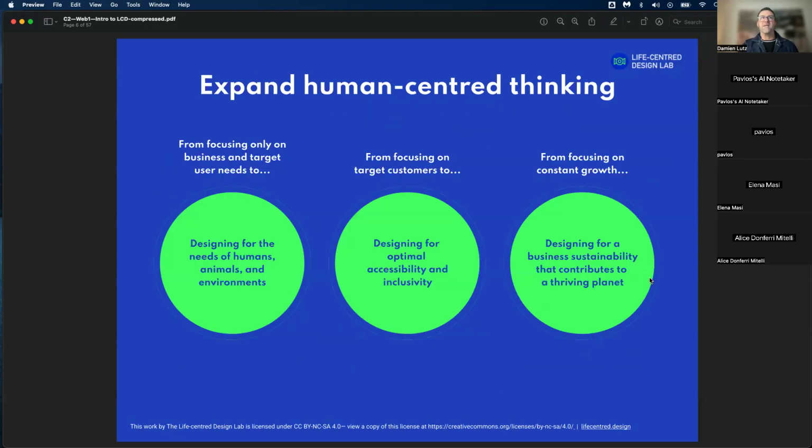So we need to expand three areas of design. One is moving from focusing just on business and user needs to designing for the needs of all the life forms impacted by our projects. Another is not just focusing on target use or target customers, but designing for ultimate accessibility, modularity, adaptability and inclusivity as well. And the third is moving from focusing just on constant growth to allowing things to grow and degrow, so that businesses can perhaps swap their revenue streams at different times, so one can grow while one degrows, to take the pressure off the natural resources and human resources that we identify in ecosystem mapping.